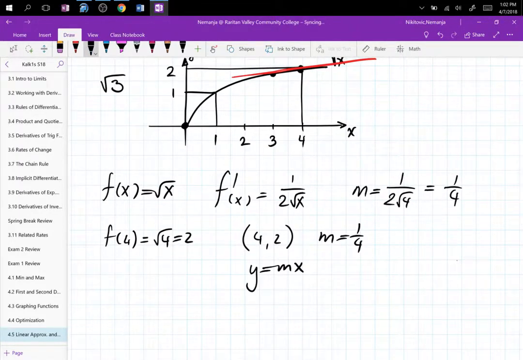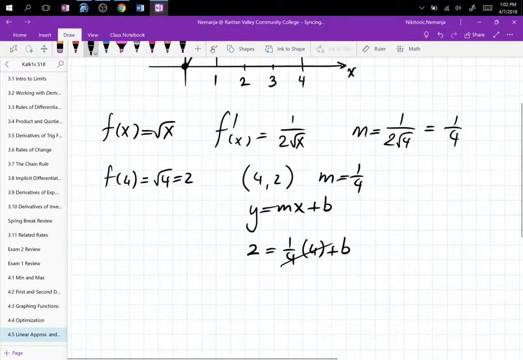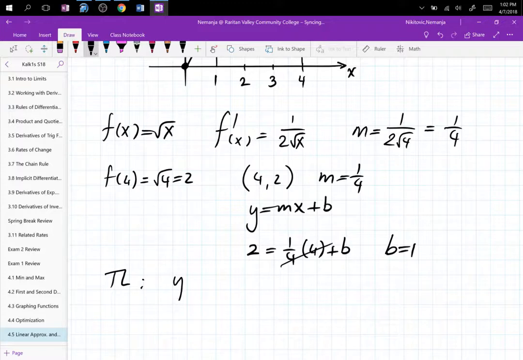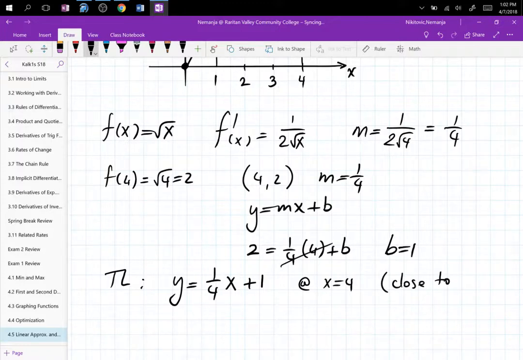y equals mx plus b. y is 2, m is 1/4, x is 4, plus b. It's just a standard procedure. So b is 1. So the tangent line is y equals 1/4 x plus 1, the tangent line at x equals 4. I'll put in parentheses, close to 3. You know what that means.